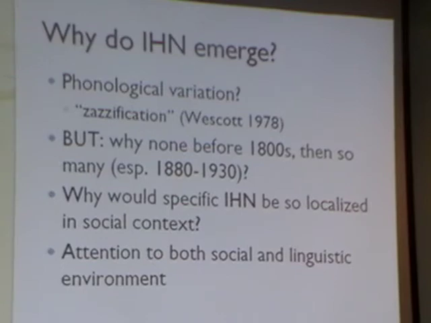Why did so many IHN emerge so rapidly when there were none prior to the 1840s? And really, only 4 or 11 existed prior to the 1870s. Why did so many emerge all in America in these various social contexts? This requires some explanation. So the first place I turned was to the linguistic evidence.